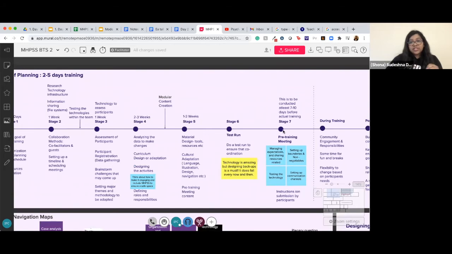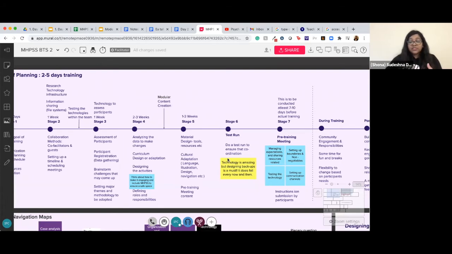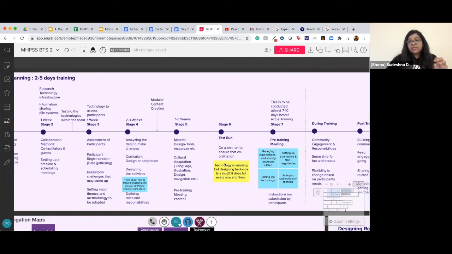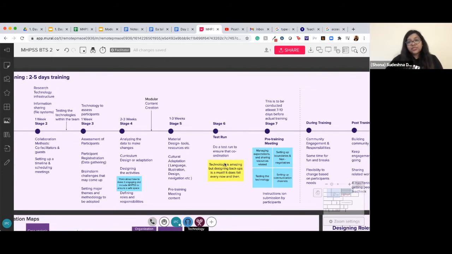And then until stage 7, you do a test run of the entire thing. You might want to test run a few activities. Specifically for us, we did most of the complex activities that required a lot of breakout rooms and things like that. We tested them beforehand to make sure they work before taking them to the participants. Even though you might have glitches on the day, having that test will help you narrow that down and map your activities.